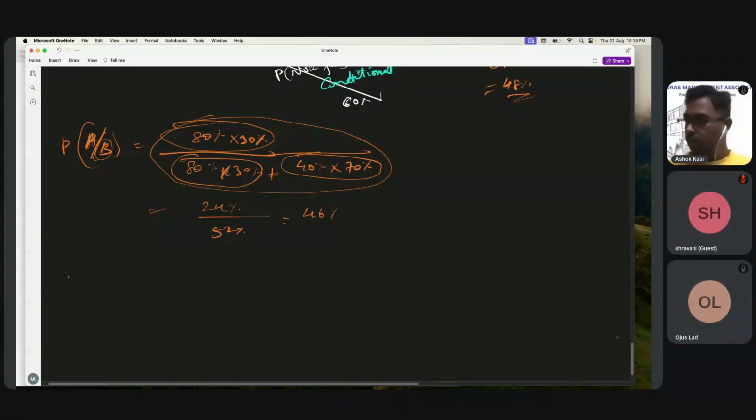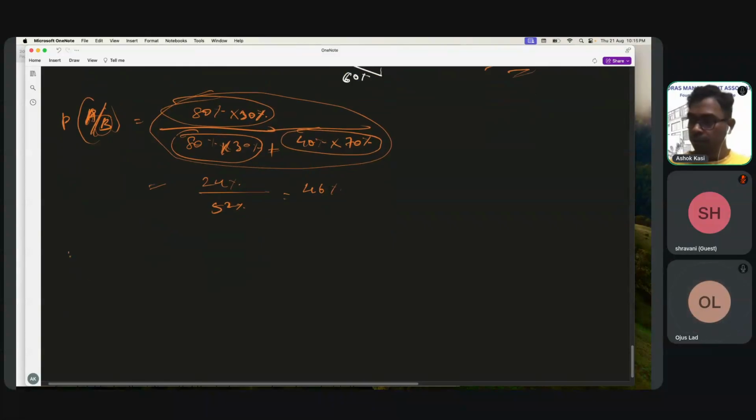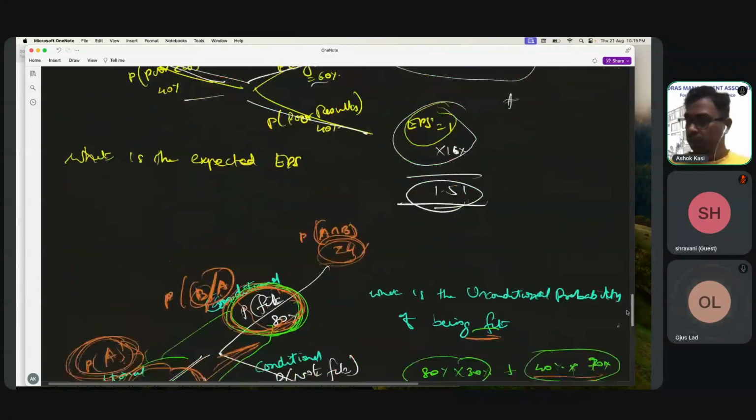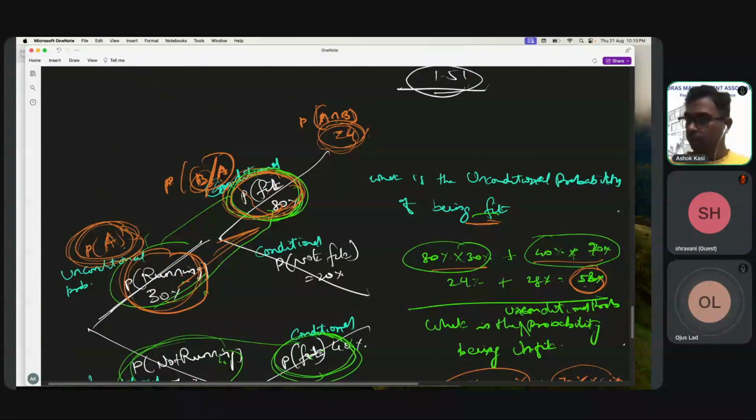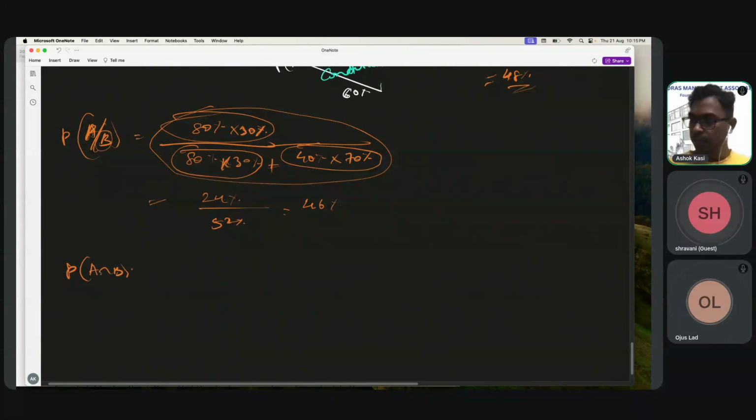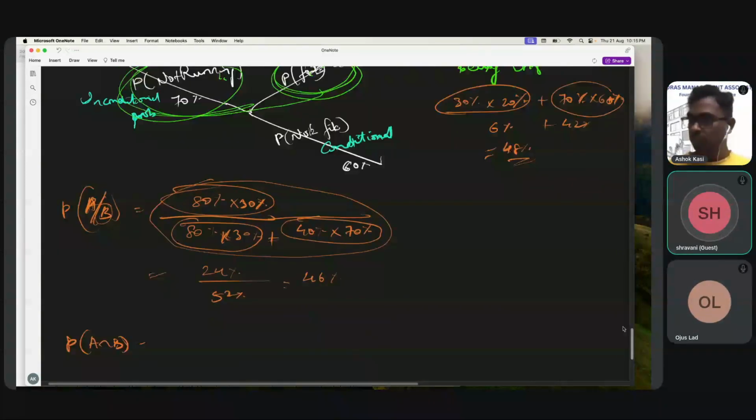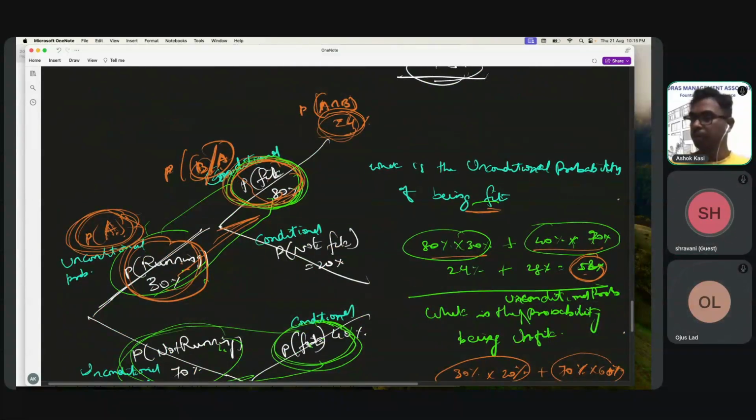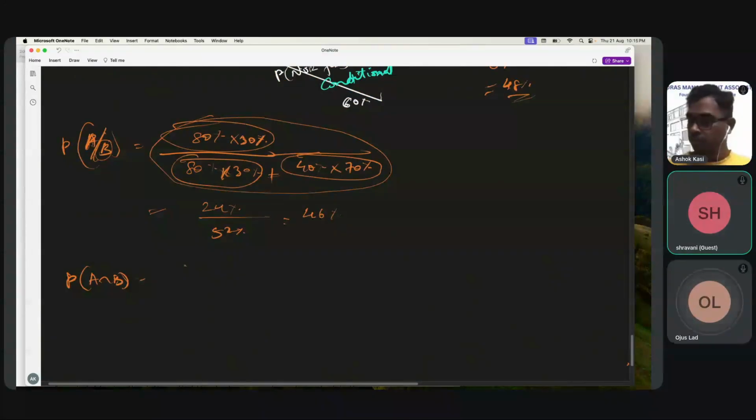See, initially, probability of A intersection B is equal to probability of A into probability of B given A. Right, probability of A and then probability of B given A. So probability of A, and into probability of B given A. Okay, so this is one part.